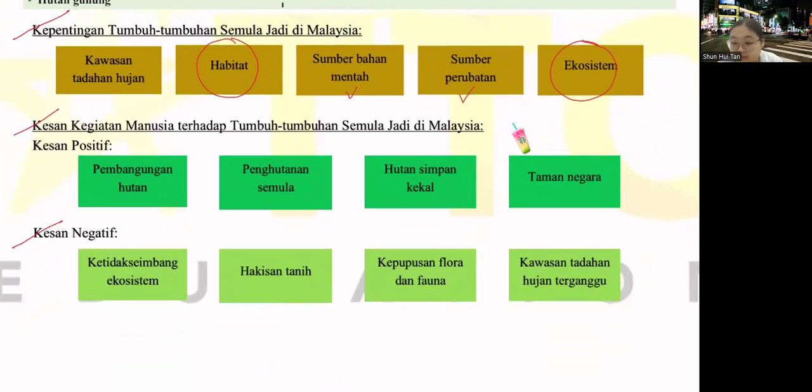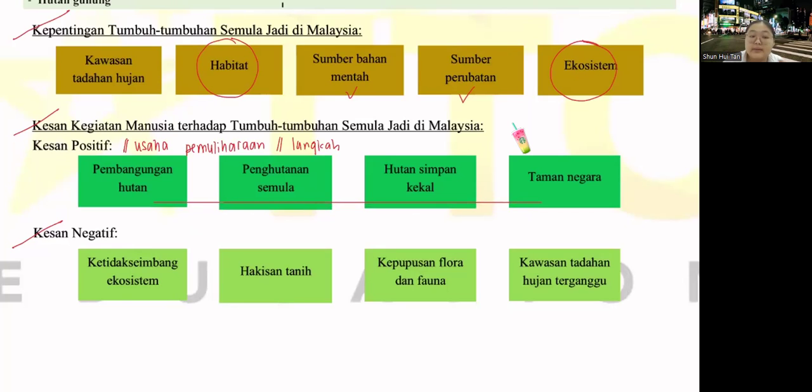Now, how about kesan positif and kesan negatif? Kesan positif, we did what? Pembangunan hutan, perhutanan semula, hutan simpanan kekal, taman negara. Sometimes they will tell you kesan positive, or sometimes they will just ask you, what is the usaha? Pemulihara hutan. Or even they ask you, what is the langkah? But be careful, this is langkah for pihak berkuasa, what the government is able to do to protect the forest. But you will still use this for it.